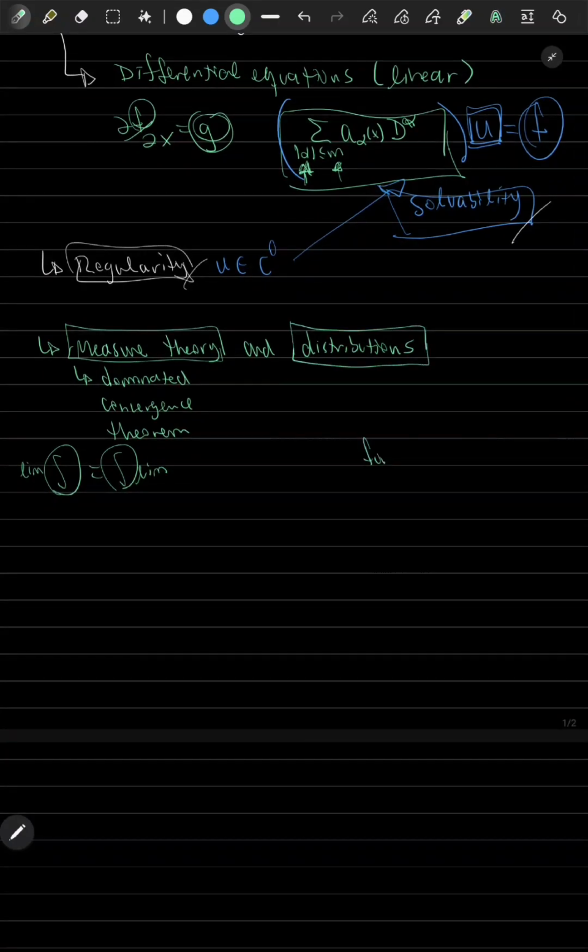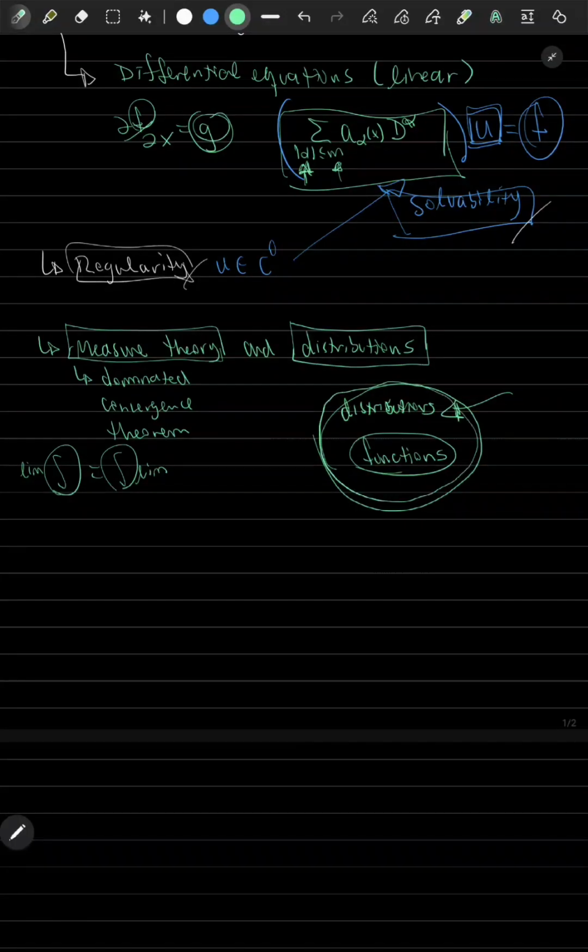And what it does is it generalizes the class of functions. And more importantly for us, it generalizes the class of functions which make sense as solutions to differential equations. So not only does it give us something more general than functions, but everything in this larger class can be differentiated arbitrarily many times. So we can always take an operator like the one above here.